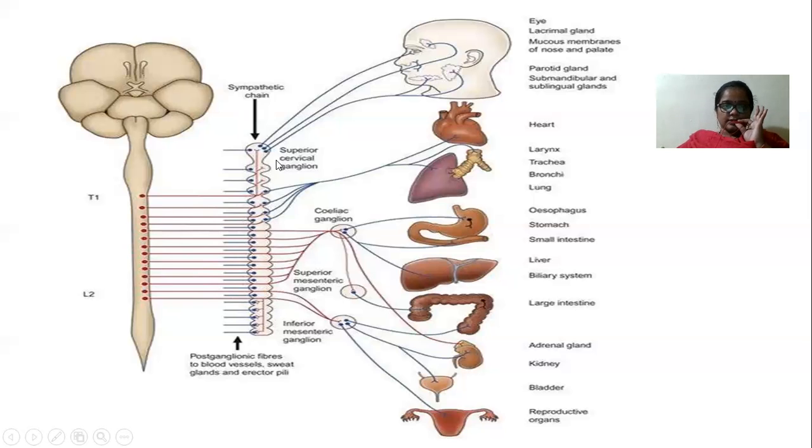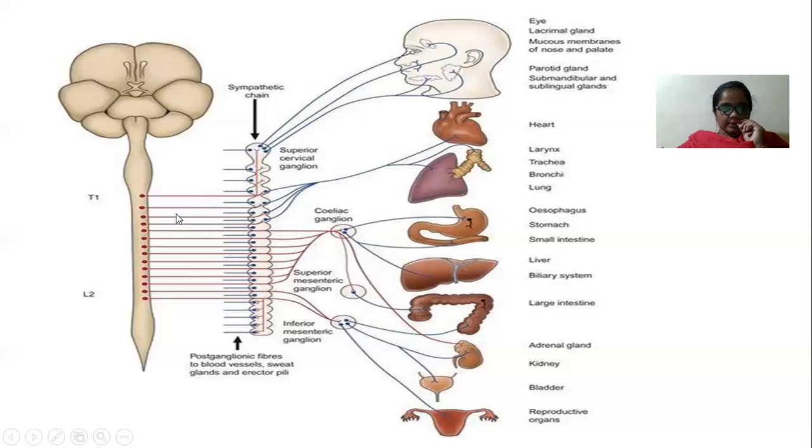That is the superior cervical ganglion, the middle cervical ganglion, and the inferior cervical ganglion. These are present in the cervical region, and these are the parts of the sympathetic trunk ganglion.